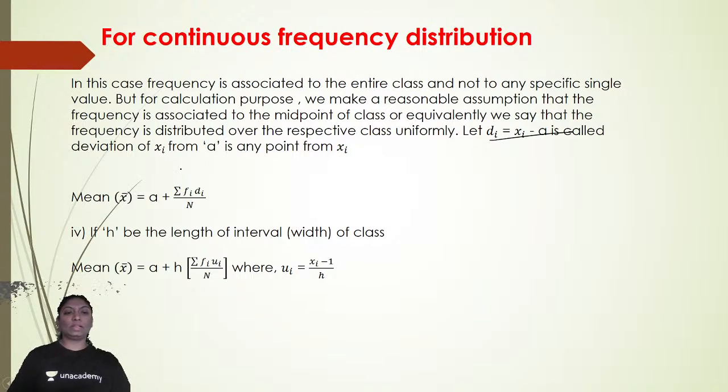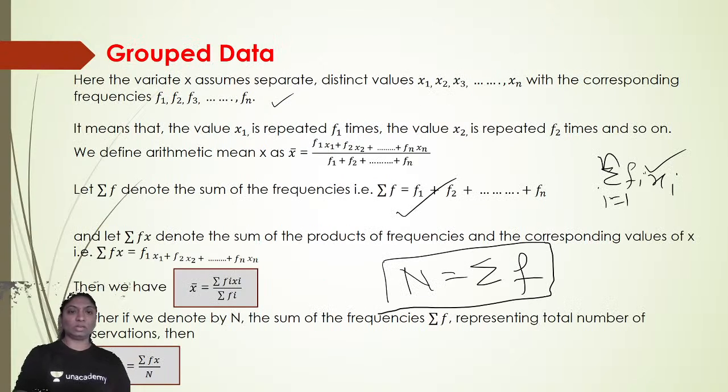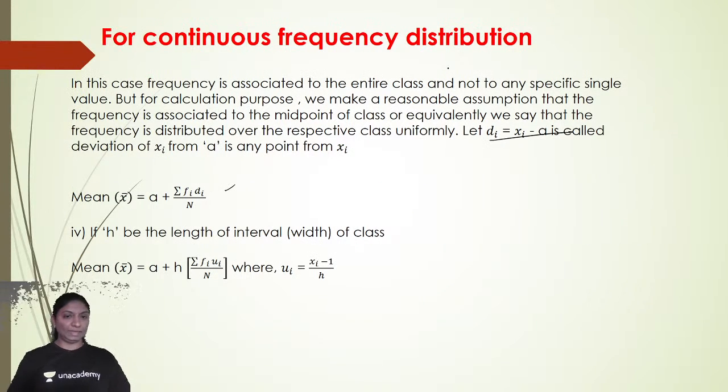So for those values, we can calculate the mean x bar is equal to a plus summation of fi di upon n. You can calculate the mean by using any one of these formulas, but this is only done to reduce the calculation effort. If you use the same technique for grouped data, this formula is also used to calculate such data, but if the data is in large format, then this is the easiest way to calculate the mean.